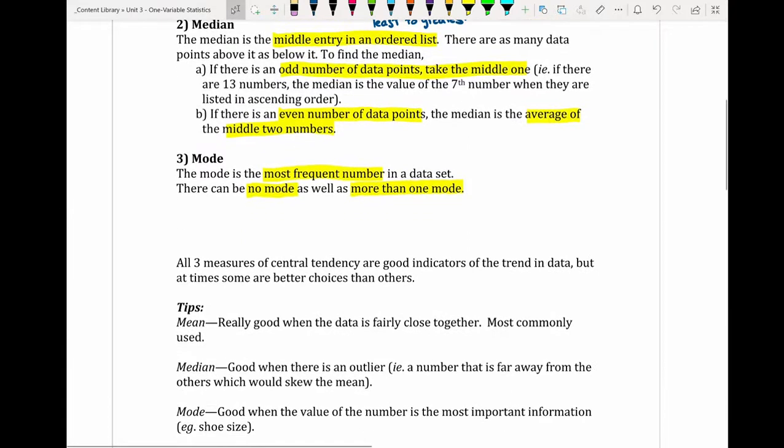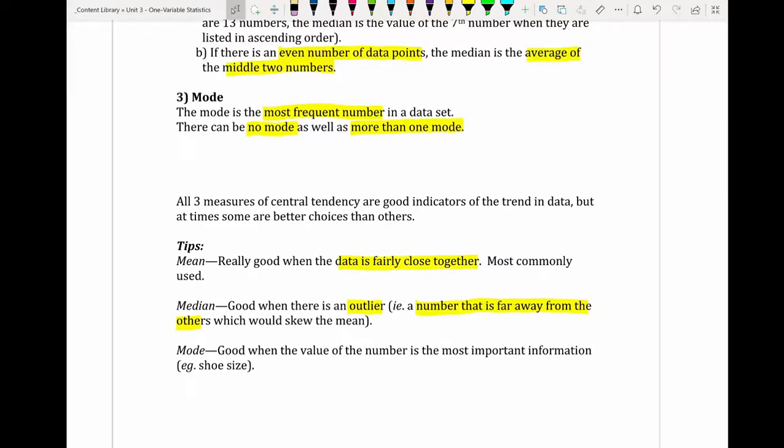If you're thinking about marks or things like that, you look at the average. The median is good when there is an outlier. So an outlier is a number that is far away from the others. So say if everyone in a class got 80% on a test, and there's one person that got 30%. They're considered an outlier because they're a number that is far away from the others. So the median is good when there's an outlier. The mean is good when the data is fairly close together.